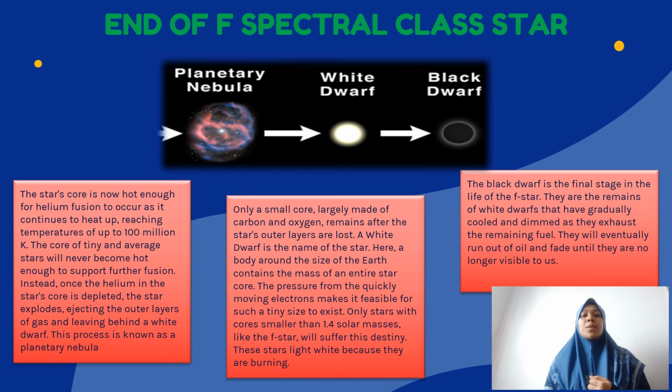Then, only a small core, largely made of carbon and oxygen, remains after the star's outer layers are lost. The star is called a white dwarf. Here, a body around the size of the Earth contains the mass of an entire star's core. The pressure from the quickly moving electrons makes it feasible for such a tiny size to exist. Only stars with cores smaller than 1.4 solar masses, like the F star, will suffer this destiny. These stars look white because they are burning.